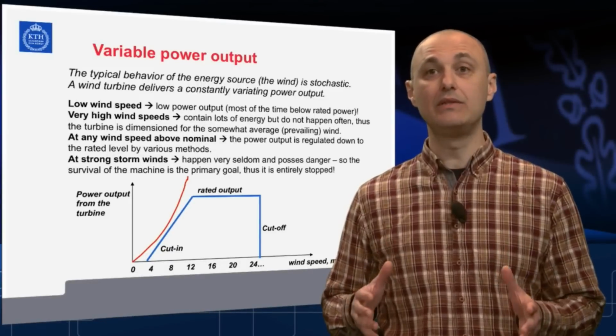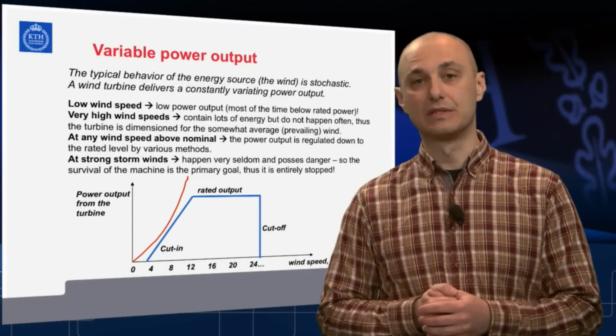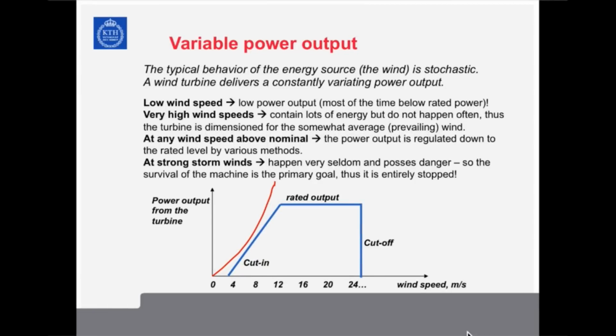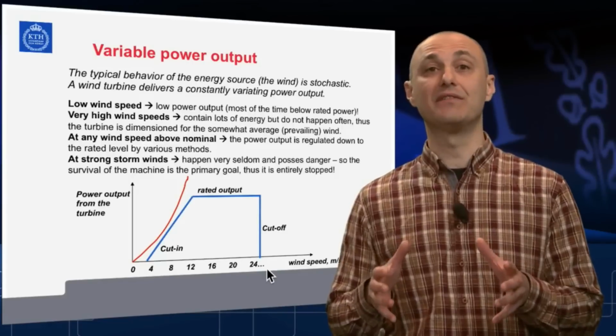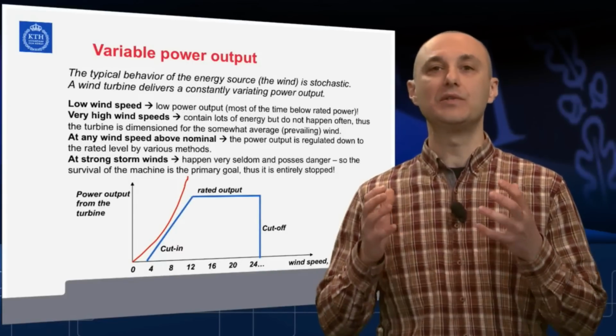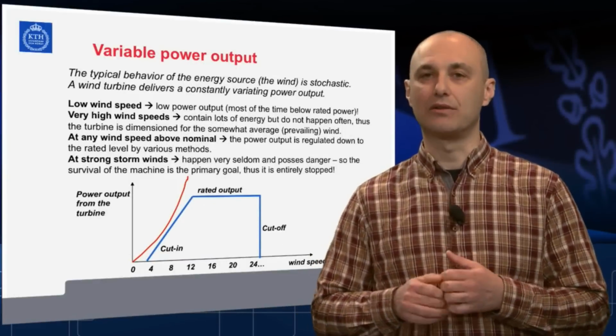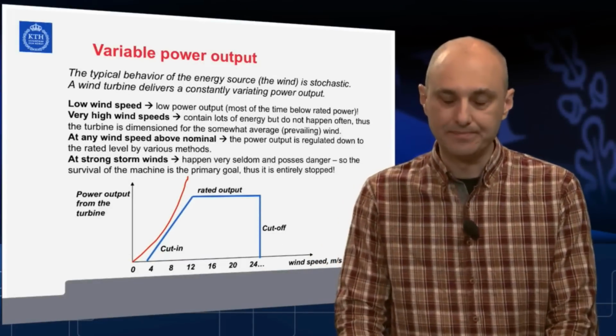As soon as the wind goes over a certain predefined wind speed, usually between 24, 25, 26 meters per second, which is exactly the definition of storm wind, you stop the machine. You don't extract any energy from those winds. You cut off the turbine completely.